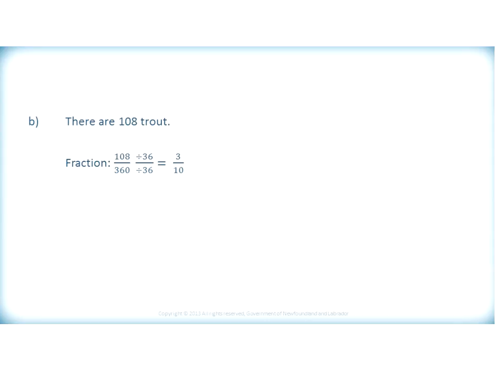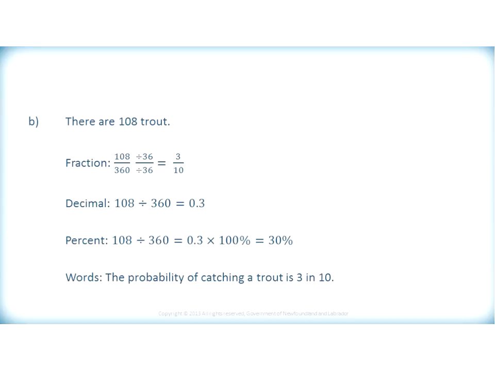If we want to turn that into a decimal, we take 108, the number of trout, divided by 360, the total number of fish, and that'll give us a value of 0.3. Okay, if we want to turn this into a percent, we start with the same exact calculation. 108 divided by 360 equals 0.3. But then we have to multiply it by 100, and it's in units percent. So 0.3 is the same thing as 30%. Finally, in words, the probability of catching a trout is 3 in 10. So once again, if we catch 10 fish in this lake, there's a good chance that 3 of them are going to be trout.